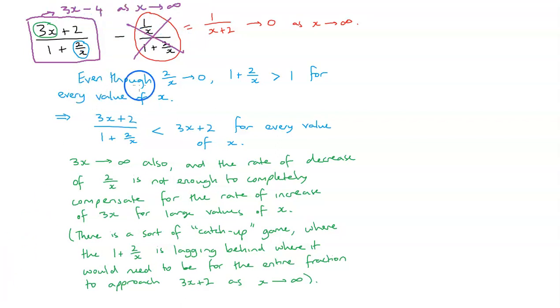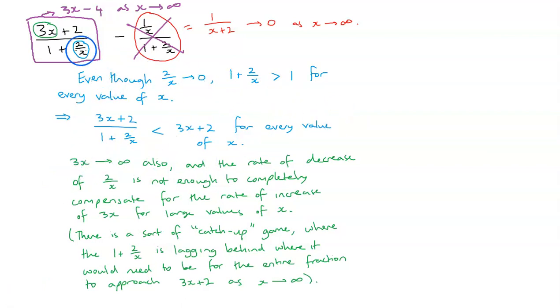And the idea is as follows. Even though 2 divided by x tends towards 0, so even though we got 2 divided by x going towards 0 as x tends to infinity, 1 plus 2 divided by x is bigger than 1 for every value of x. So this thing on the bottom is bigger than 1 for every value of x. That's important. And that tells us that 3x plus 2 divided by 1 plus 2 divided by x is strictly less than 3x plus 2 for every value of x. So that's a good starting point to really comprehend what's going on here.